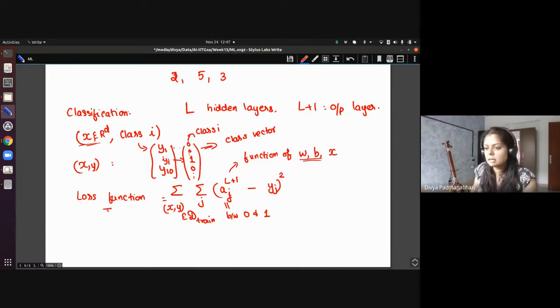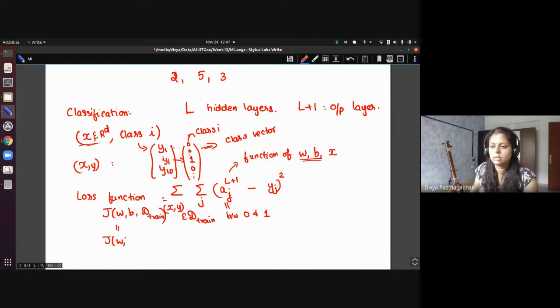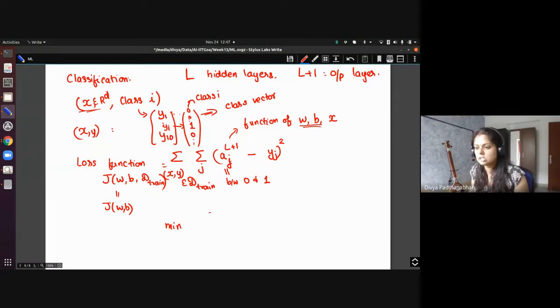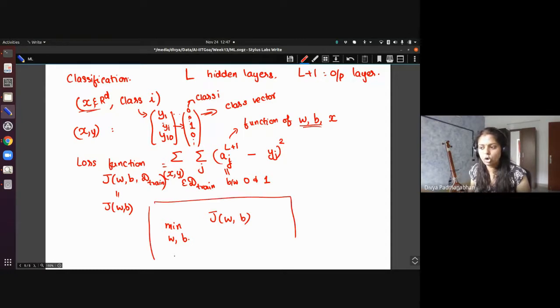So generally we'll write this as J(w, b), and of course it's also a function of your training data. Sometimes people omit the training data because that's understood, so we'll use these interchangeably. So J(w, b) is defined in this way, and what you want to do finally is minimize J(w, b). The parameters of your network are W and B, so you want to find the W's and B's which minimize this J(w, b). This is the underlying problem that you want to solve.